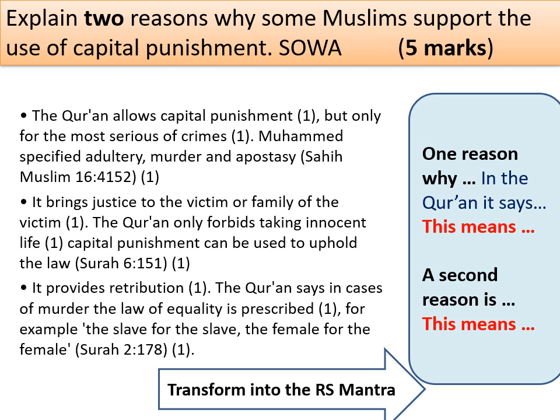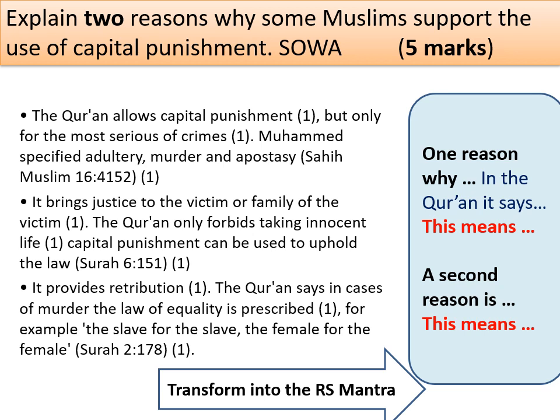So here we're just going to look at one side of this, but bear in mind that there are some Muslims who would reject these arguments and go against capital punishment. Okay, but the first thing is the Quran does allow capital punishment, although only for the most serious of crimes. Also, Prophet Muhammad specified adultery, murder, and apostasy. So apostasy is leaving and abandoning the religion of Islam, going against Islam, putting Islam at threat in some way.